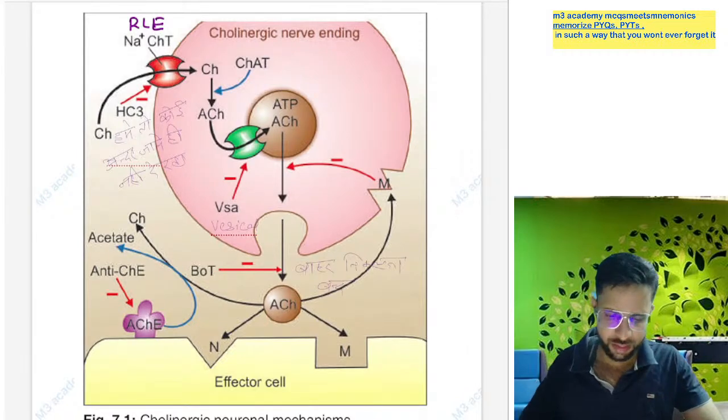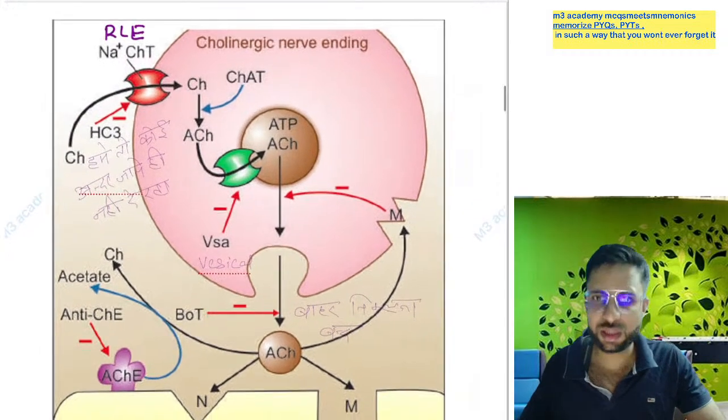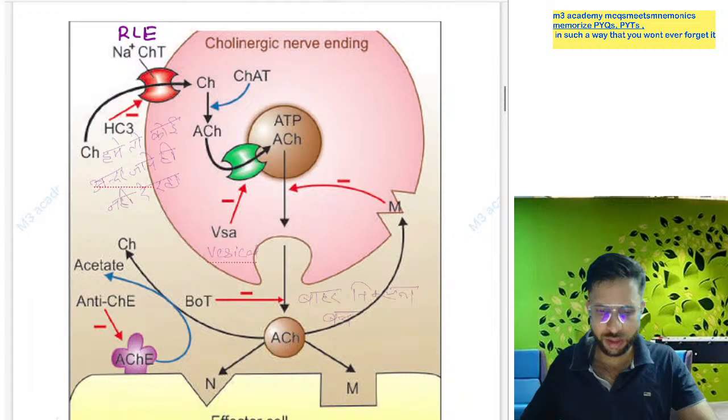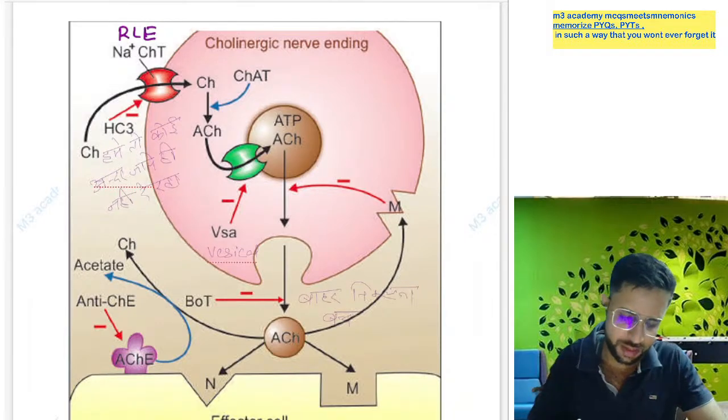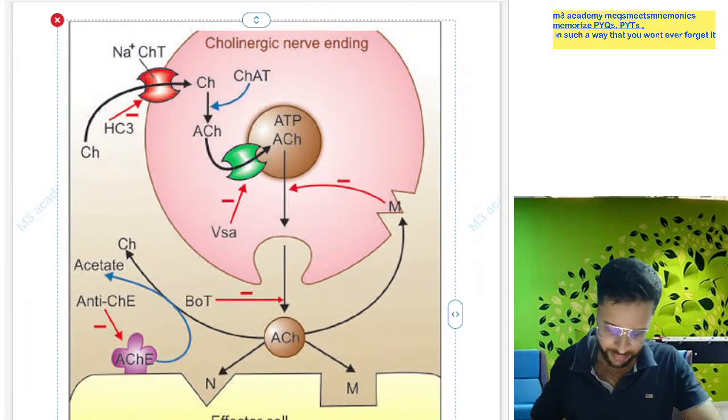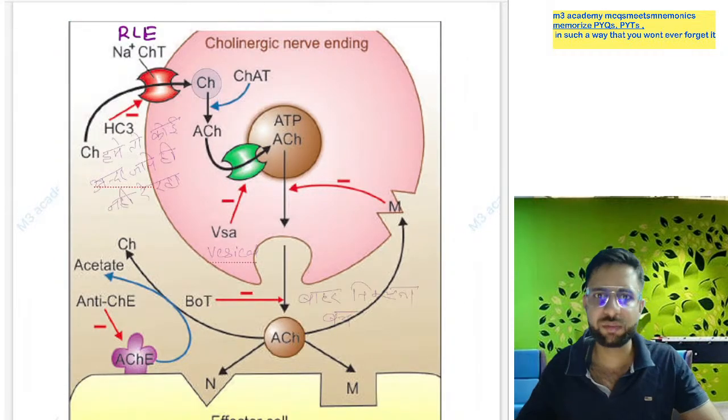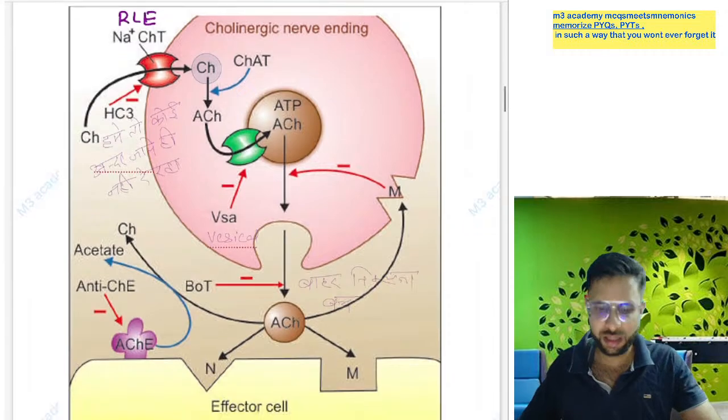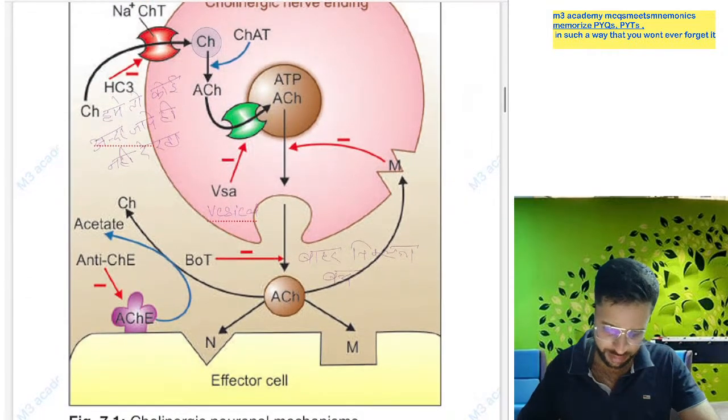So the next thing is the synthesis of acetylcholine. In the synthesis of acetylcholine, there is choline uptake into the cells, by choline acetyltransferase. This is the rate limiting enzyme of this stage and it is inhibited by hemicholinium.